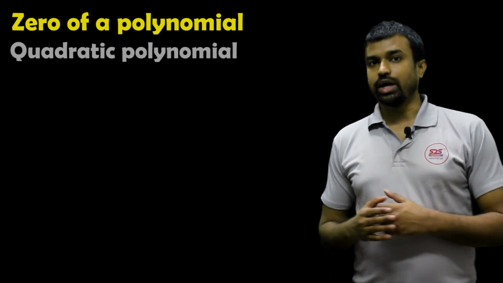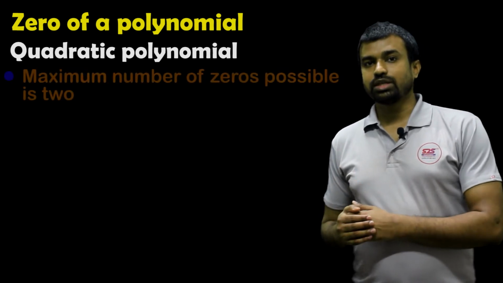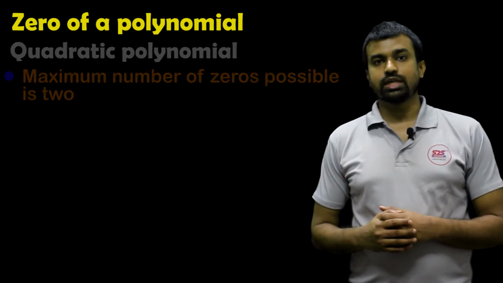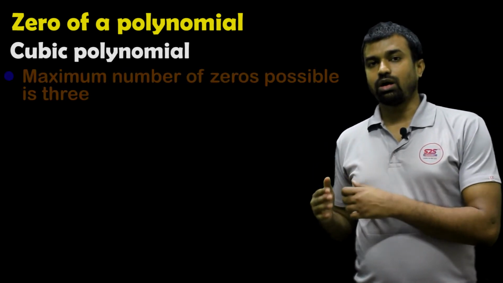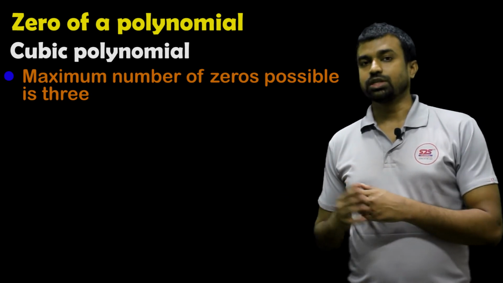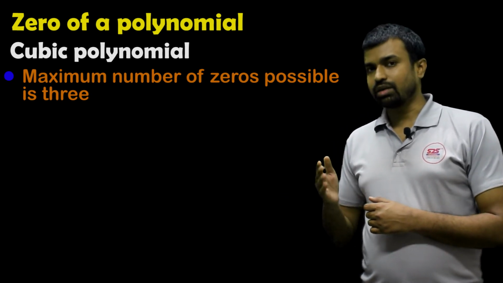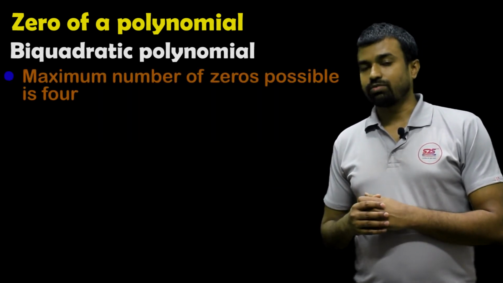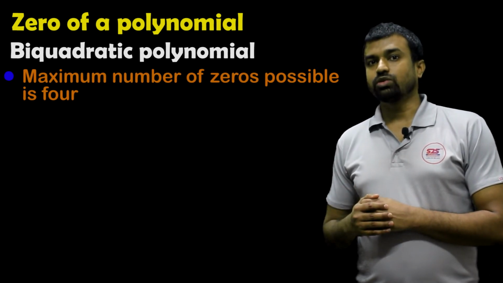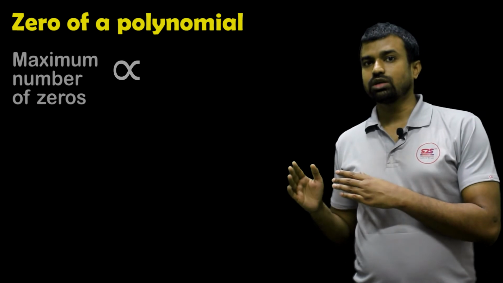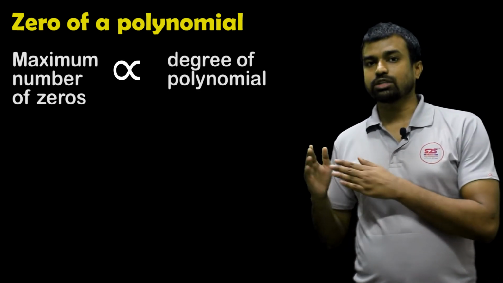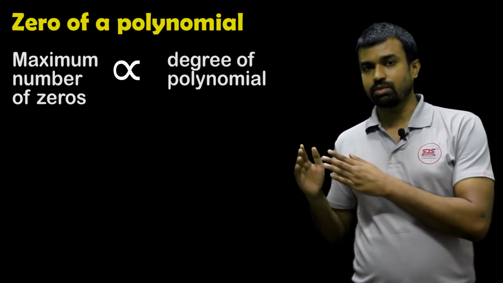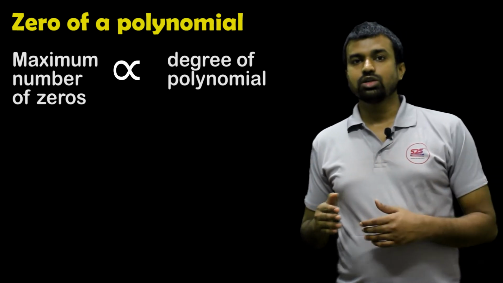Then coming to the quadratic polynomial. If a polynomial is quadratic, then the maximum number of zeros possible is 2. In the case of a cubic polynomial, similarly the number of zeros possible is 3. And so on, for a biquadratic polynomial where the degree is 4, the maximum number of zeros possible is 4. So it is directly proportional to the degree of the polynomial. If the degree is 2, then the maximum number of zeros can be 2. If the degree is 3, then the maximum number of zeros can be 3. If the degree is 4, then the maximum number of zeros can be 4, and so on.